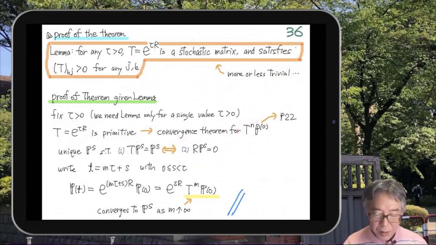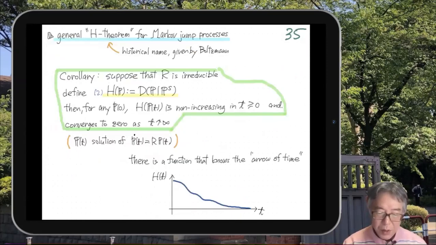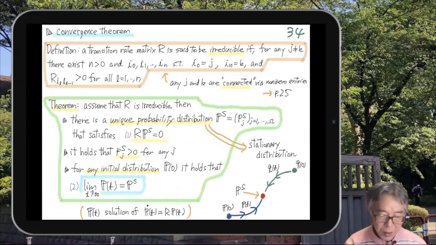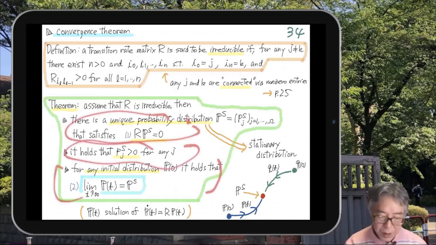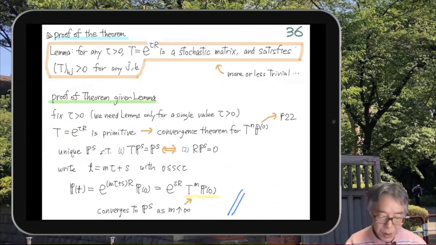And then what we obtain is that there is a unique PS such that this is true. And if you recall, this is equivalent to this. This is what we wanted. Now we already know the property of PS. So from this, I think we have proven this part and this part. The only remaining part is this convergence part, but it's also very easy.